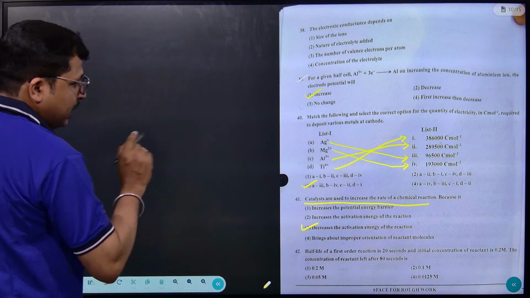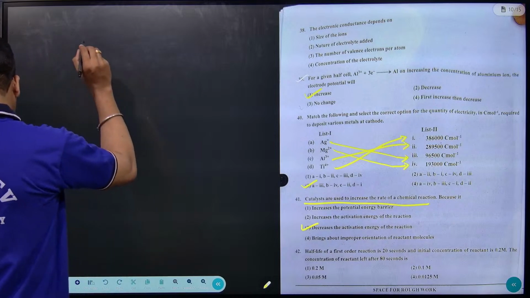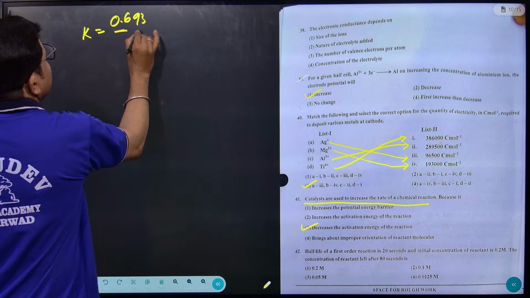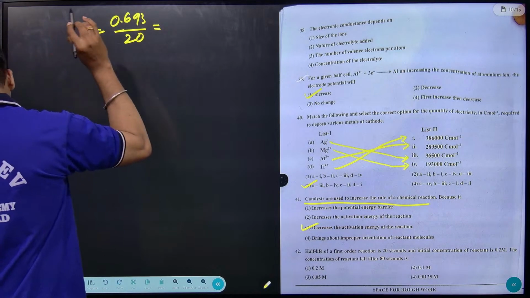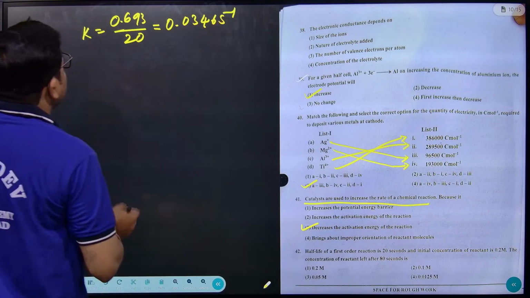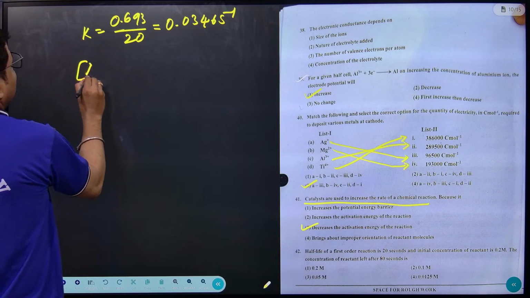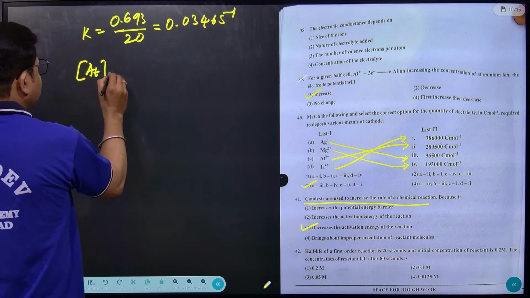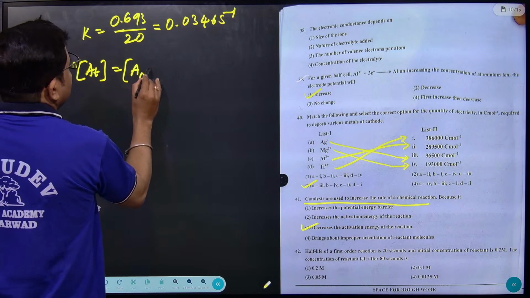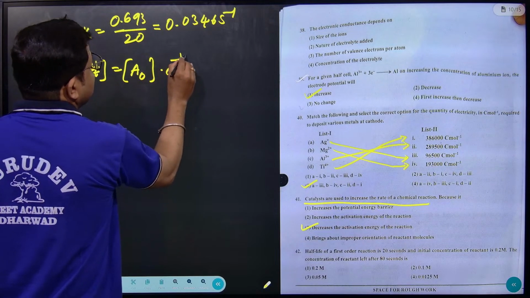Yes, K is equal to 0.693 divided by 20. The value of this is 0.0346 per second, and the concentration of A at time t is equal to the concentration of A naught into e raised to minus Kt.